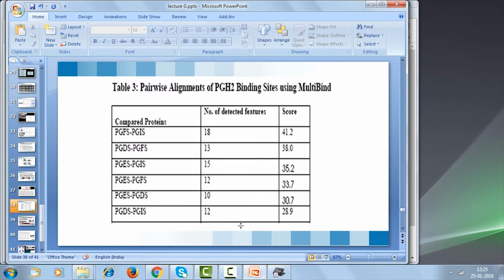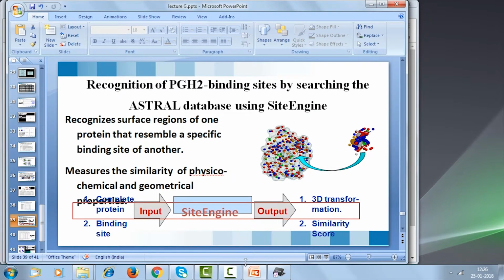For example, there are some proteins in the arachidonic acid pathway, in the prostaglandin called PGFS, PGIS, PGDS, just like PGES. So you can compare proteins. Then it says there are some common features: PGFS versus PGIS, PGDS versus PGFS, PGES versus PGIS, PGES versus PGFS. So it can give some sort of a score and say these are the common features between these proteins.